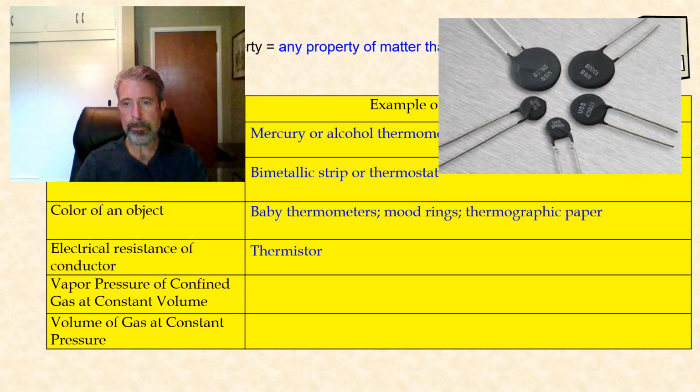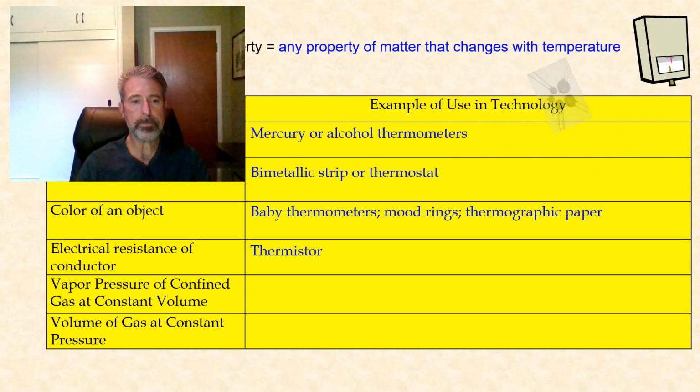And here's an example of a thermistor. In fact, we will be doing a lab on thermal expansion in Physics 102 that makes use of a thermistor to be able to sensitively measure changes in temperature, much better than a mercury or alcohol thermometer ever could.